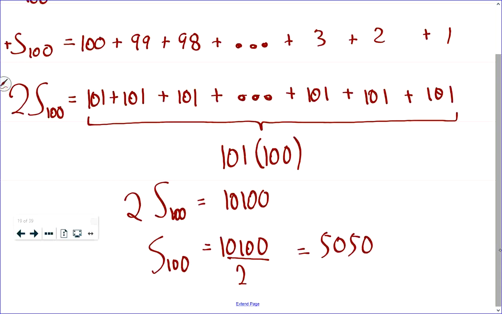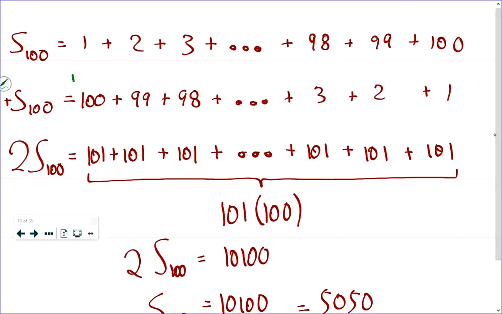And there's a lesson to be learned here. The lesson is that these two things added together are the first and the last term. And then what you do is you take the first and the last term after you've added them together, you multiply by how many terms there are, and then you divide by 2. And that's going to lead us to a formula.